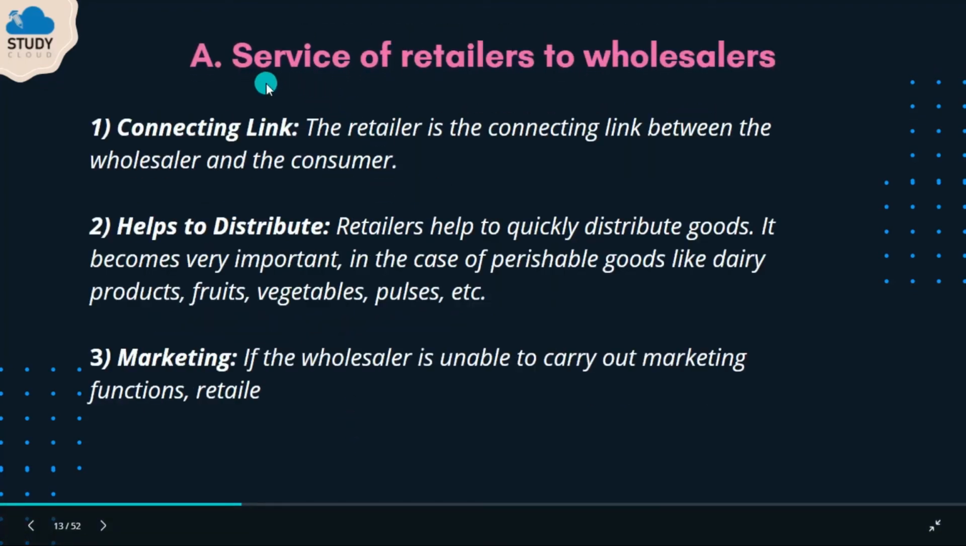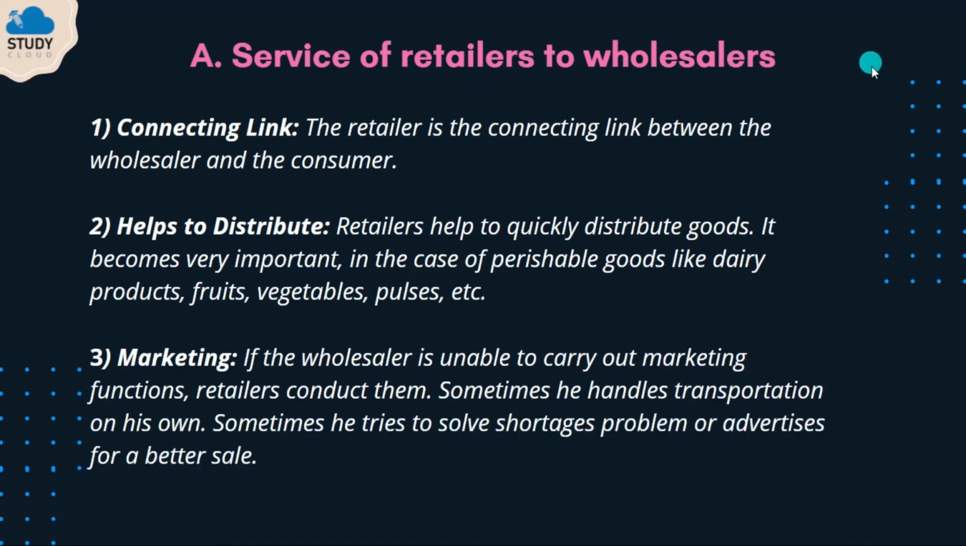Now, services of retailers to wholesaler. First is connecting link. So retailers are the link between the consumers and the wholesaler. Second, helps in distribution. So the retailer helps to quickly distribute goods. It becomes very important in the case of perishable goods like dairy products, fruits, vegetables, pulses, etc. So retailers help to quickly distribute all these perishable goods to the consumers.